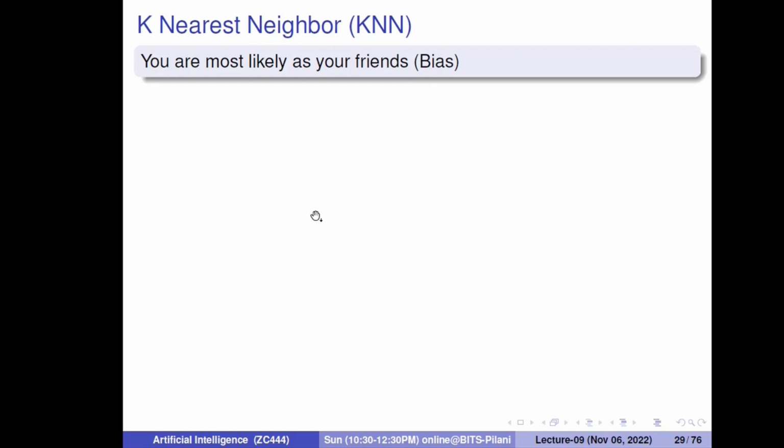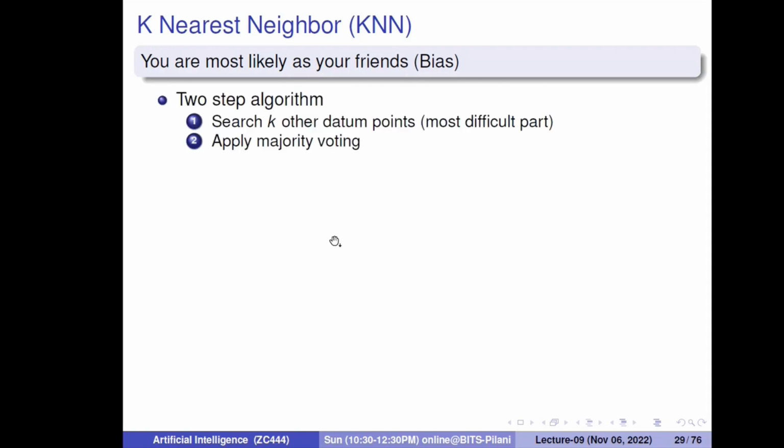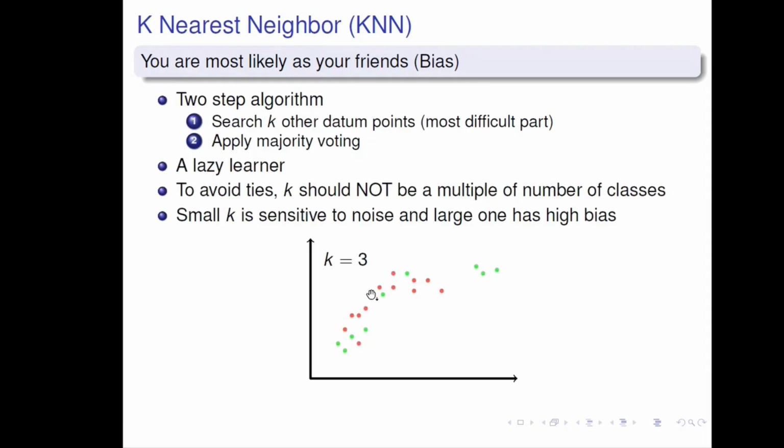So the first method of classification that I wanted to discuss is called KNN, K nearest neighbor. What happens is that this algorithm says, for example, let's assume that in two-dimensional space, these are the red points and these are some green points. Let's assume that red and green points are given to you, and we want to find out what is the classification of a new point. Let's assume that this is the new point for which I wanted to find out the classification.